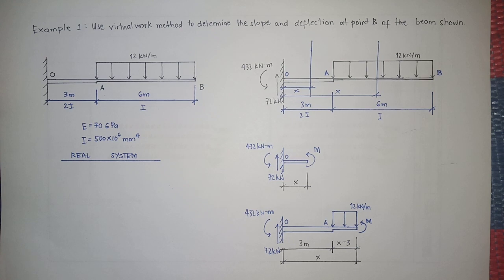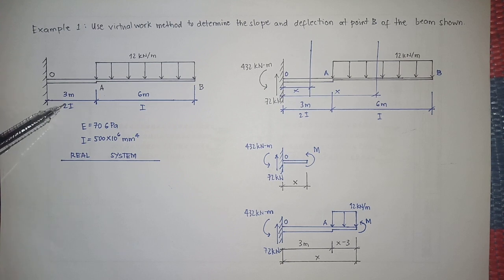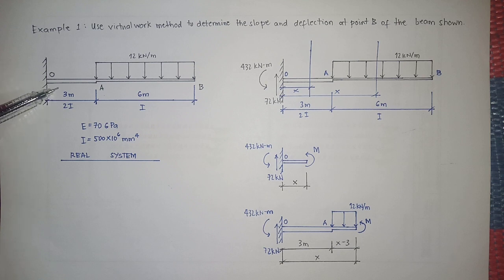On our first example, use virtual work method to determine the slope and deflection at point B of the beam shown. Okay, so we have a 9-meter cantilever beam with the first 3 meters here has a moment of inertia twice than of the next 6 meters hanggang dulo. Okay, so in this case, mas effective gamitin yung virtual work method kapag varying na yung moment of inertia.